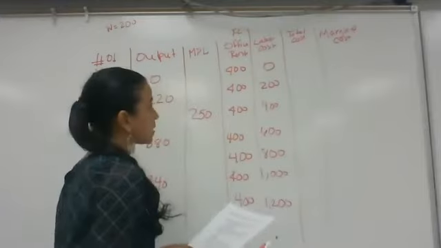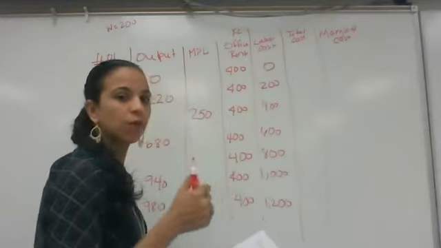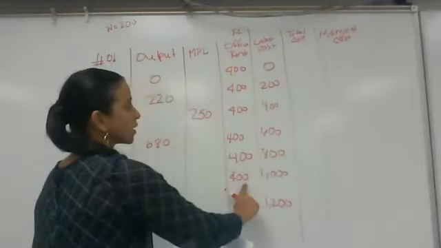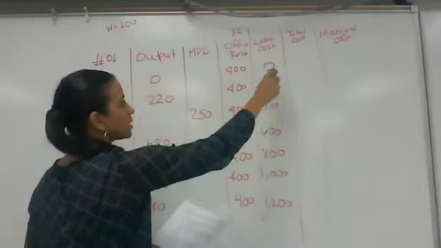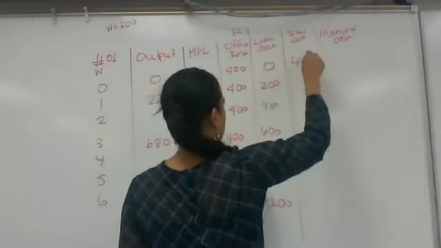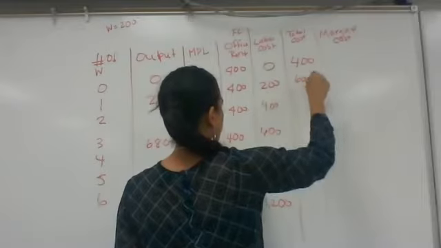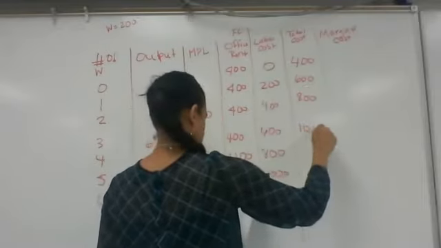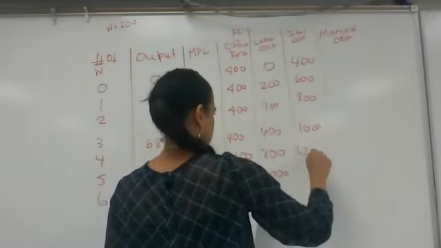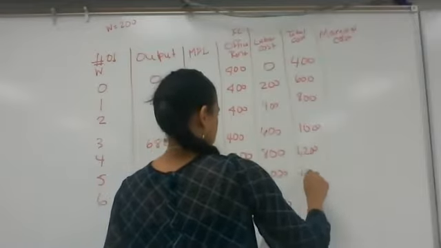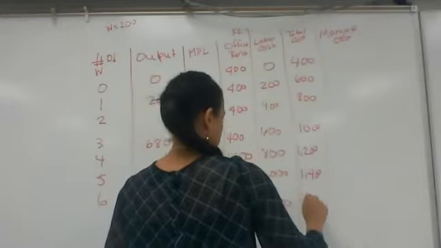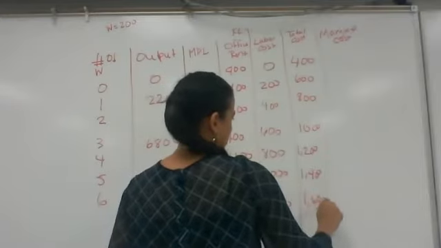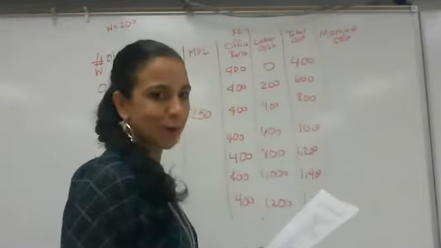So total cost is going to be your variable cost plus your fixed cost. So 400 plus 0, and so on through $1,400 and $1,600. And again, you only have to watch the videos if you don't actually get the problems right.